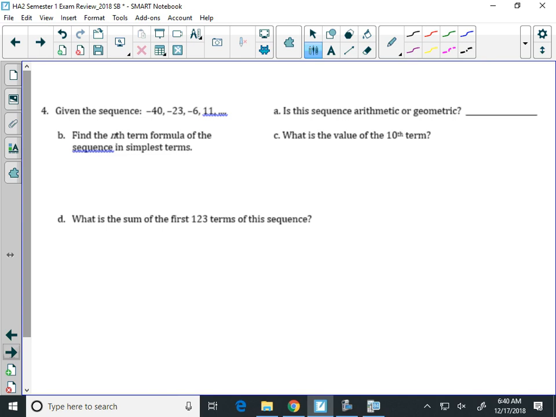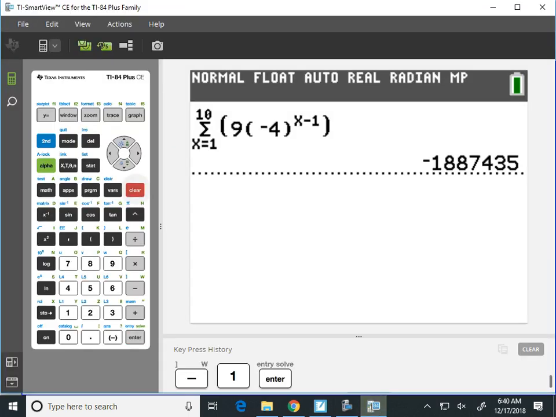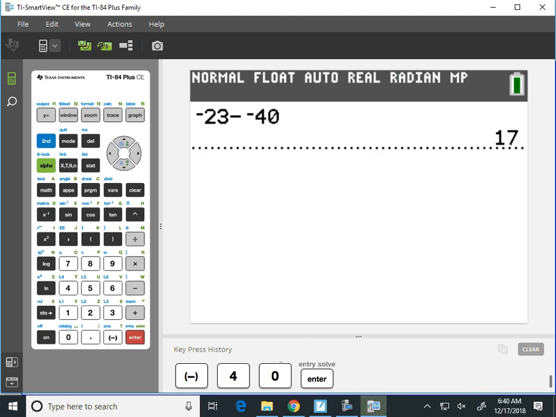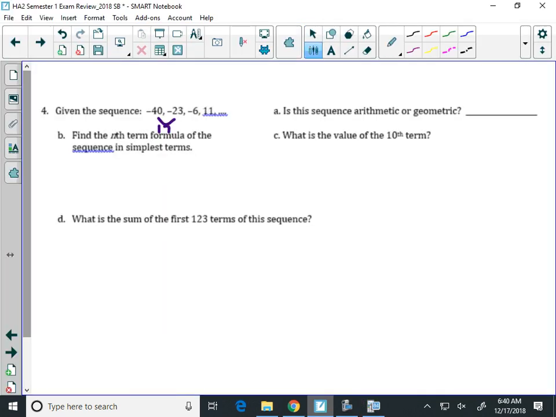All right, now we have a different sequence. Negative 40, negative 23, negative 6. Is this arithmetic or geometric? If I go from negative 40 to negative 23, it looks like you are adding 17, but let's double check. We would take the second number, negative 23, minus negative 40. Yep, we're adding 17. And then negative 23 plus 17 would be negative 6. Yeah, so this is arithmetic.